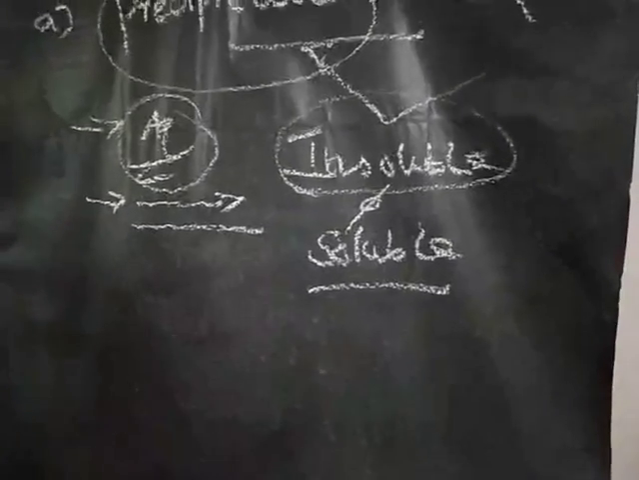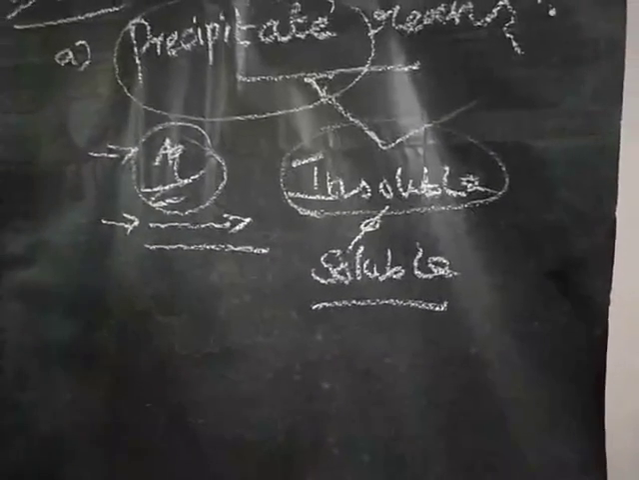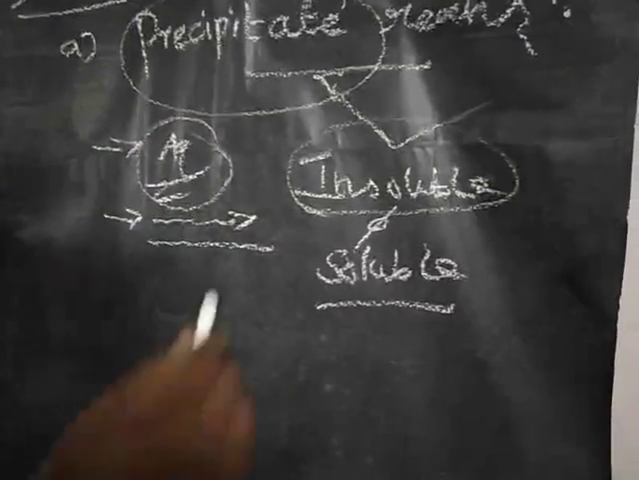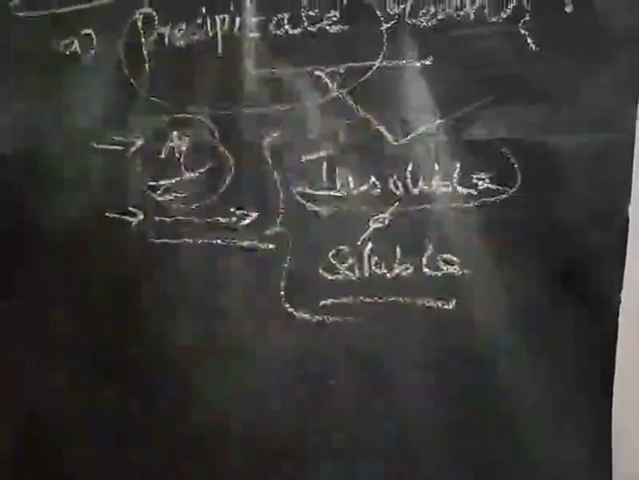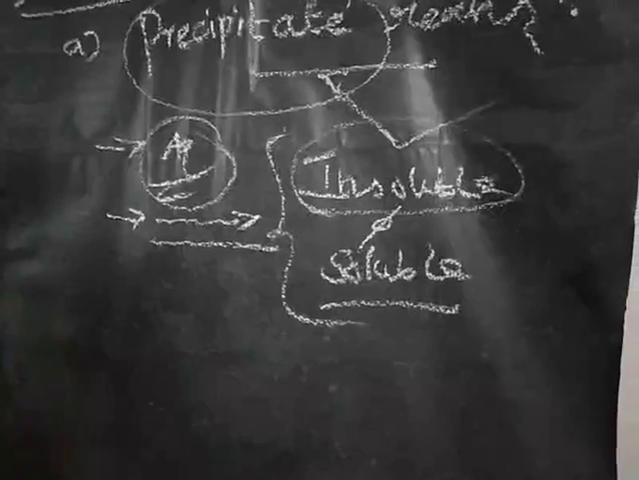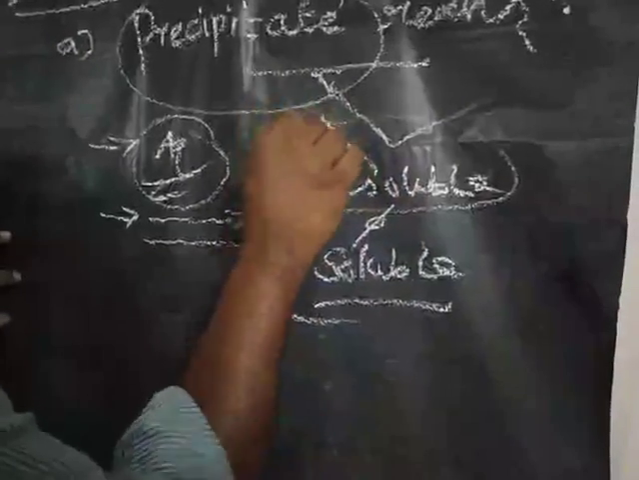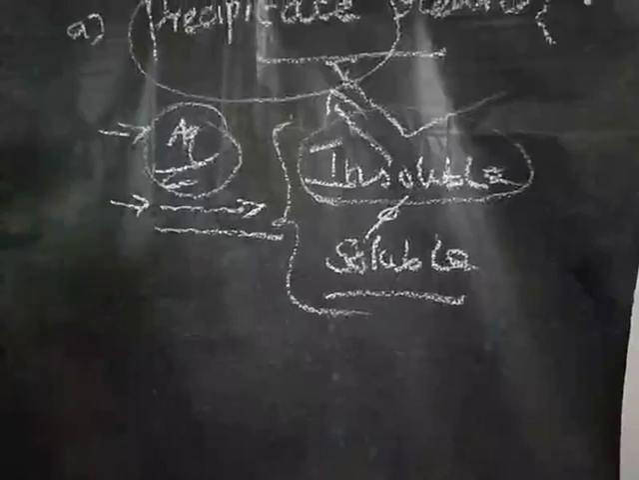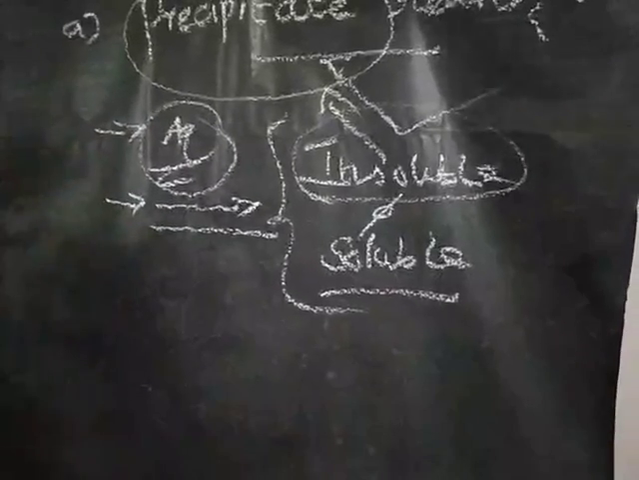If we take two compounds and allow the reaction to complete, we get two products, one insoluble and another soluble. The insoluble product is known as a precipitate. So this reaction is known as a precipitation reaction.